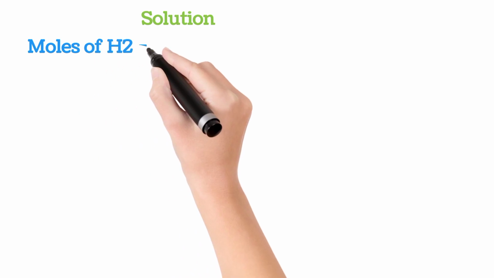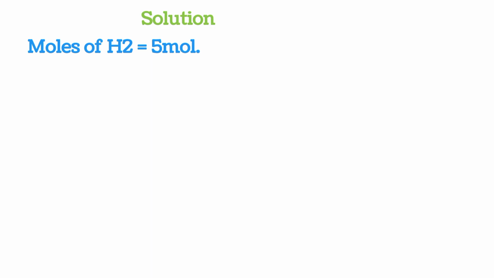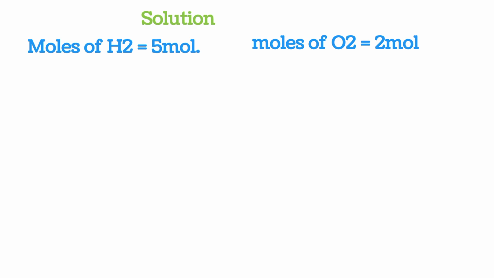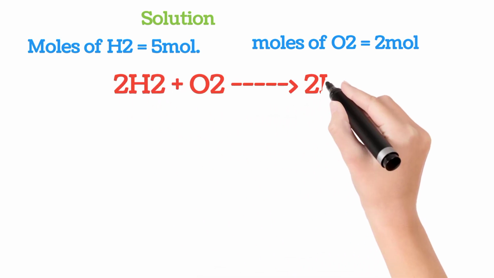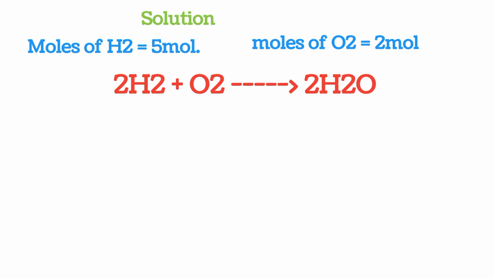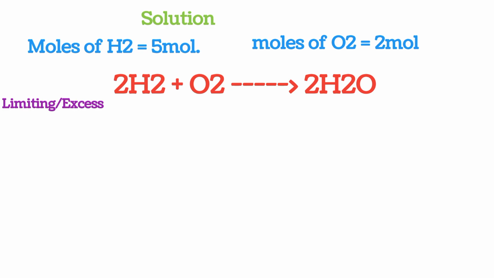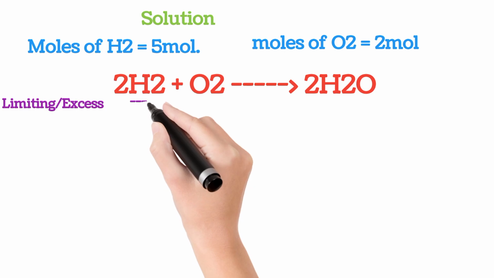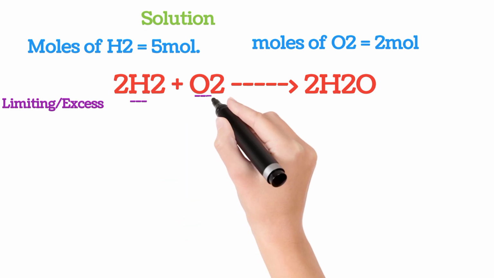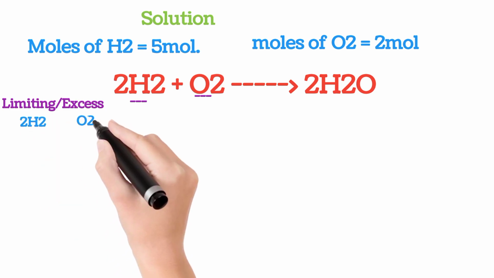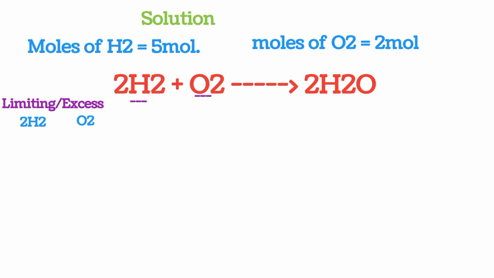Solution. You have moles of hydrogen given is 5 moles. Moles of oxygen given is 2 moles. The balanced equation is given. This is the balanced equation. So first we're going to find the limiting and excess reactant by finding the simplest ratio. And the reactants in this equation are 2 moles of hydrogen and 1 mole of oxygen from the balanced equation.